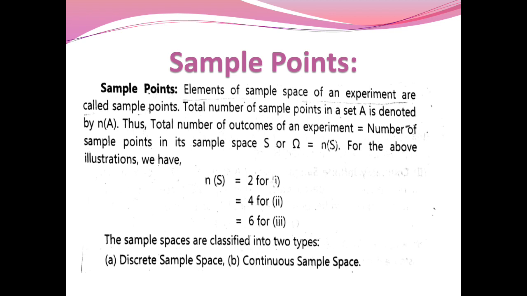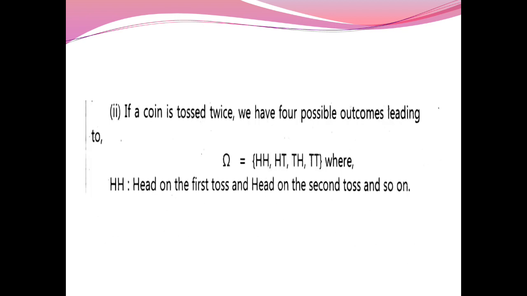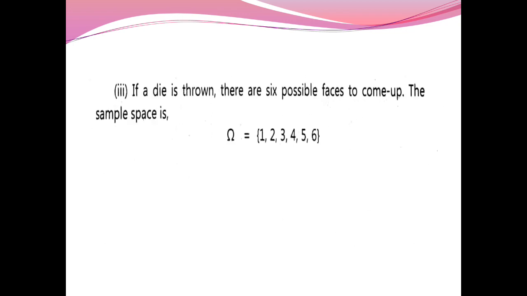For the examples above, in the first example n of S is equal to 2, because this sample space contains only two sample points. Next example, here the sample space contains only 4 elements, therefore n of S is equal to 4. In the third example, the sample space contains 6 possible outcomes, therefore n of S is equal to 6.